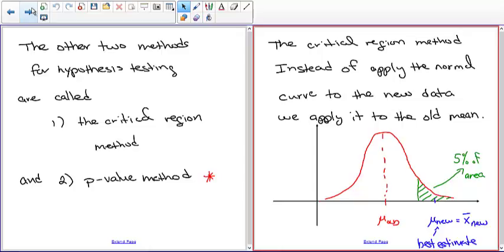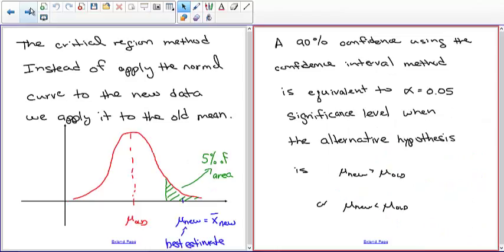So you won't see a whole lot of difference between all three methods. It turns out that a 90% confidence interval is equivalent to using what is called the significance level. Most of the time, the significance level is either 0.1, 0.05, or 0.01. And we're going to use this in the table to figure out what the critical value is.